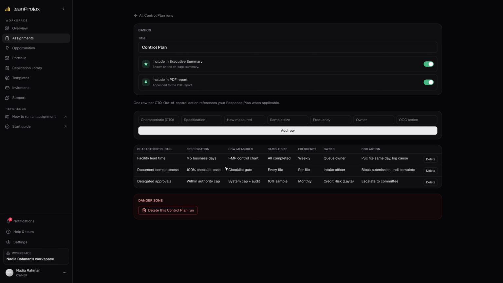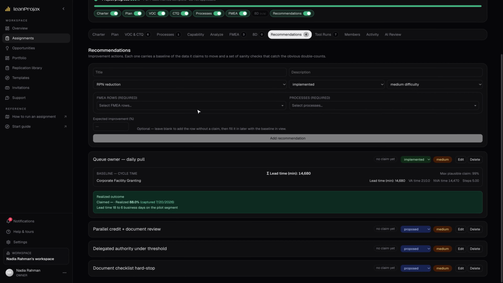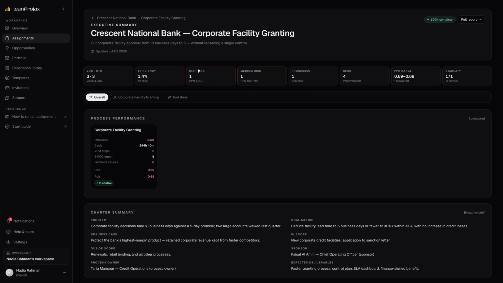And now she closes the loop on the fixes themselves, marking each recommendation implemented and logging the realized gain right beside the claim. The queue owner and parallel review delivered the lead time cut they promised. Claimed became realized, the variance small, the plan honest. The process survives the people who built it, and the next owner inherits the rules, not a rumor. 2 moves to make it stick, and 1 final proof.